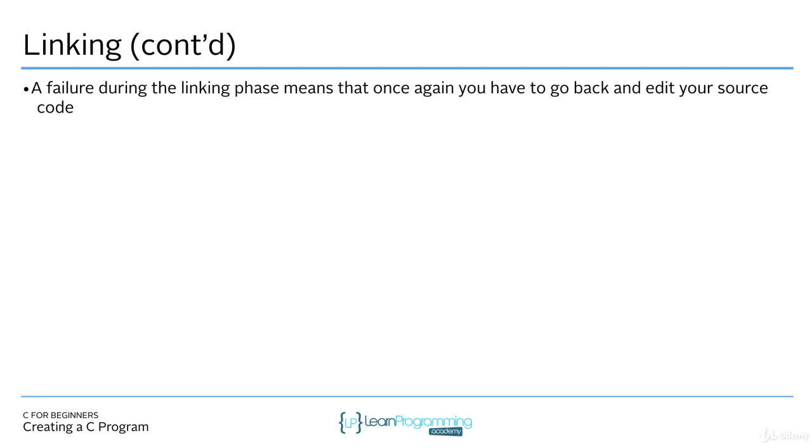So a failure during the linking phase means that once again you have to go back and edit your source code to make sure that you can find that object file. A lot of the failures usually mean that you just need to include a file or something like that. This will become second nature as well.